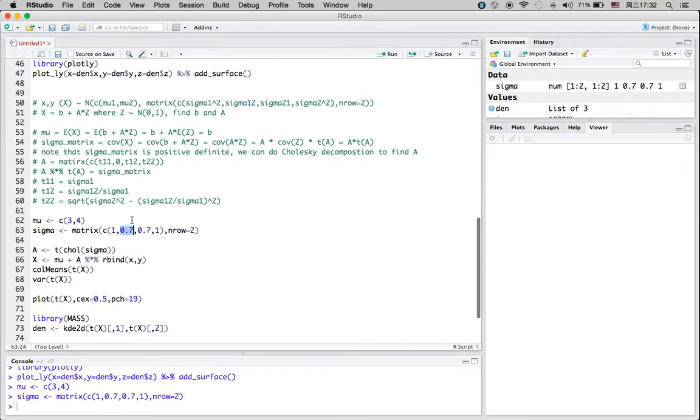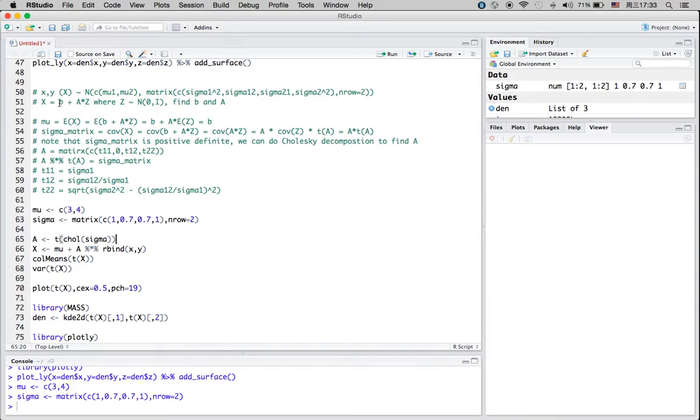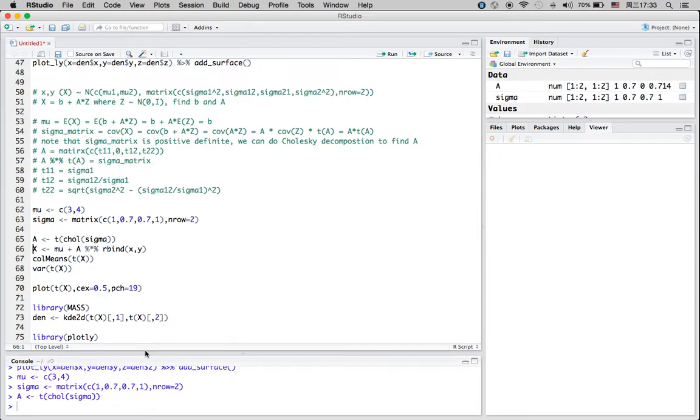Okay, so let's say we want to generate a random bivariate normal distribution with this mu and sigma. What we need to do is find B and A, and then use a bivariate standard normal to construct our new variables. You can either do algebra to find the A matrix, or I will just use the built-in function in R to find our matrix A here.